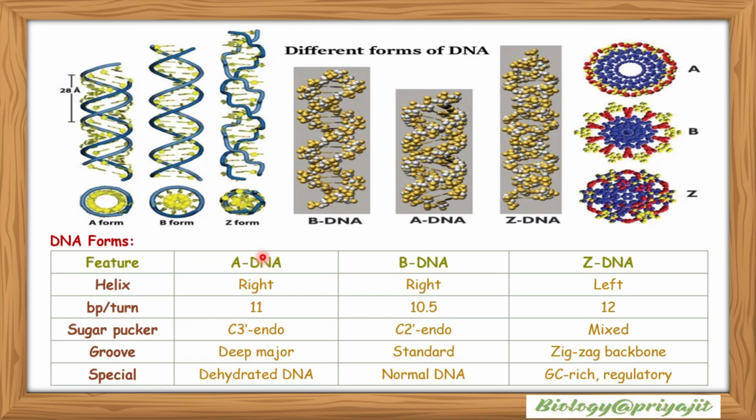Sugar puckering: A-DNA is C3 endo puckering, B-DNA is C2 endo puckering, and Z-DNA is mixed type. Groove: A-DNA has a deep major groove, B-DNA is standard, and Z-DNA has a zigzag backbone. Special feature: A-DNA is dehydrated or anhydrous DNA, B-DNA is normal DNA, and Z-DNA is GC-rich, zigzag in nature, and it has a regulatory function.